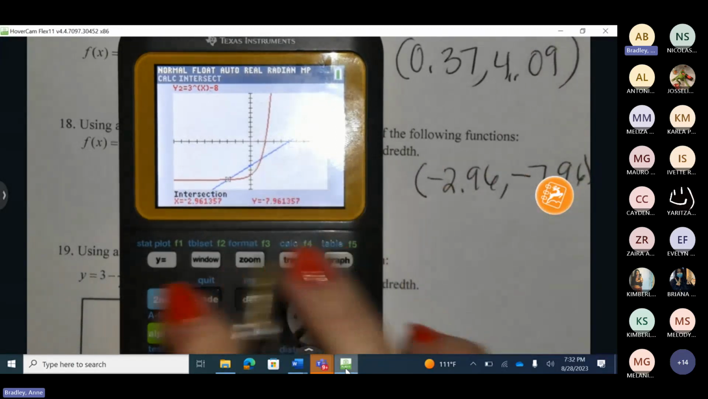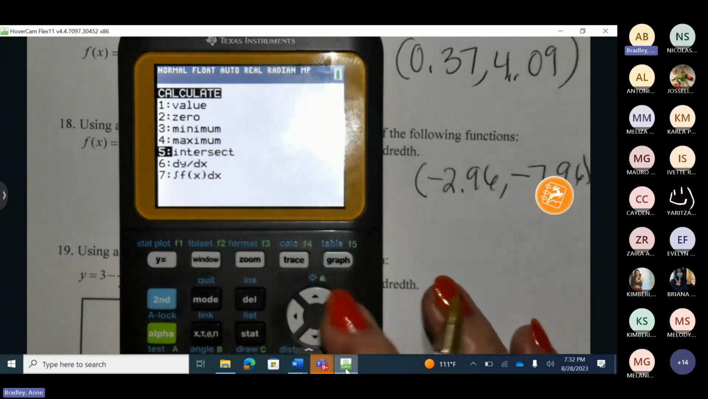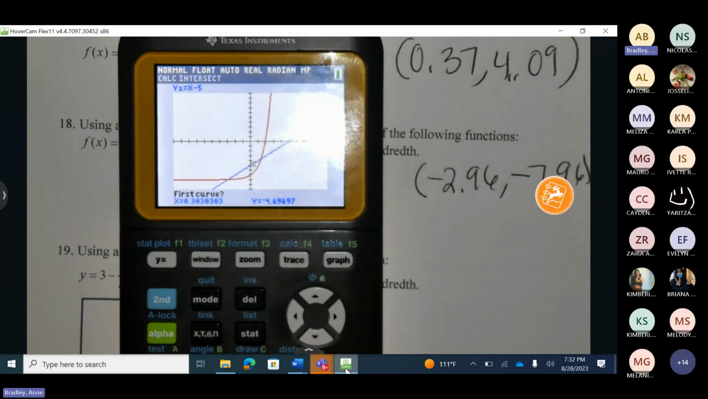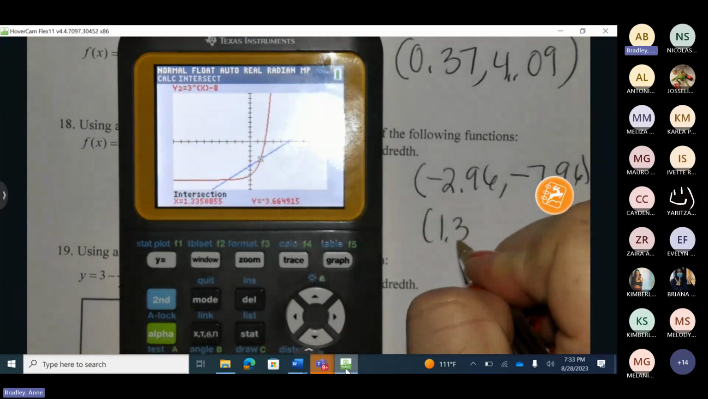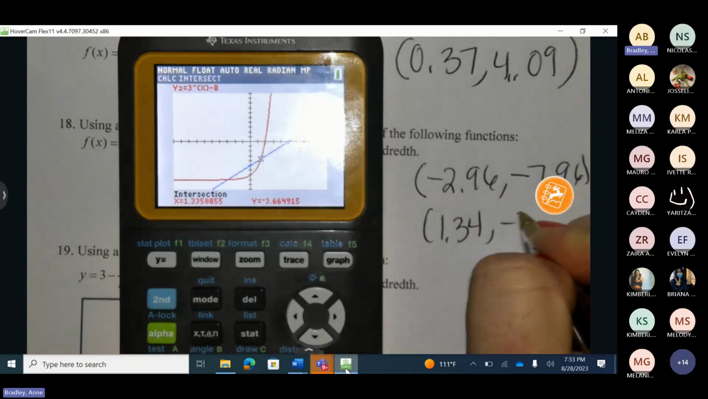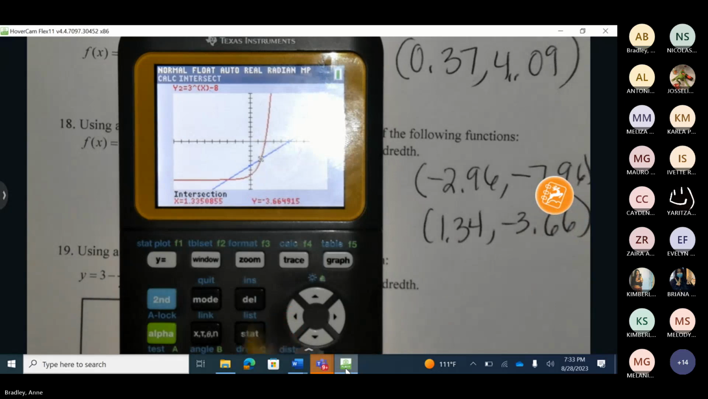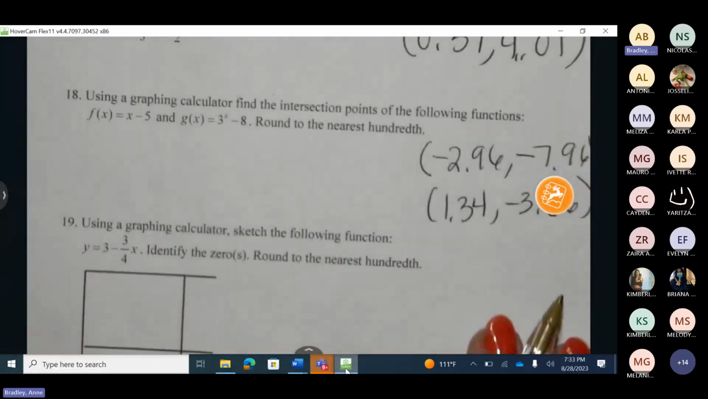Now I'm going to move second trace, intersect. I need to move this closer to the second intersection point before I press enter 3 times. And the second one is going to be 1.34 rounded and -3.66. The 2 places in which they intersect.